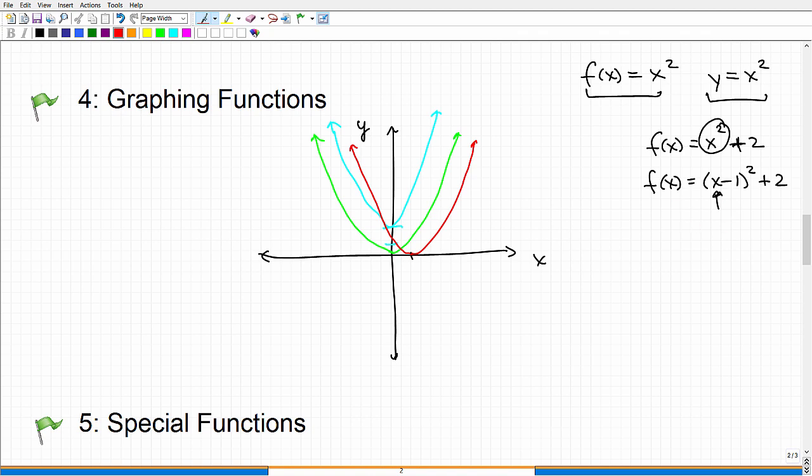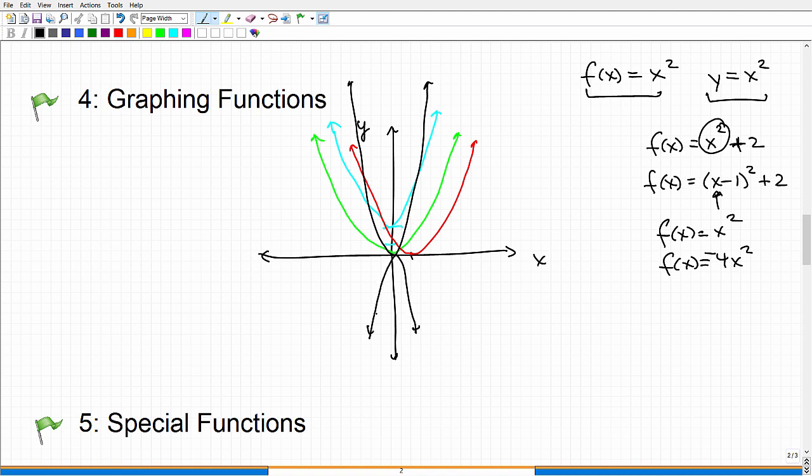Let's do one other translation. This is called function translations, or shifts of functions. One other thing we'll have to be aware of: let's go back to our regular f of x equals x squared function. If I put a 4 in front, 4x squared, what would happen? Well, it would make that parabola skinnier. And lastly, if I put a negative value in front of the x squared, it actually flips it upside down.